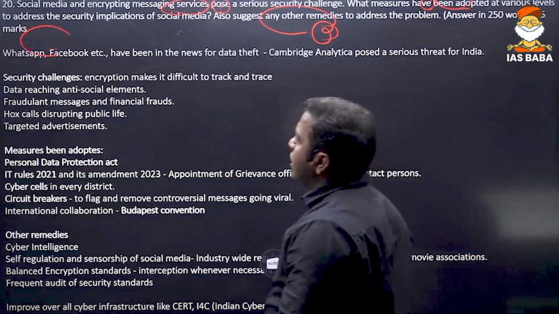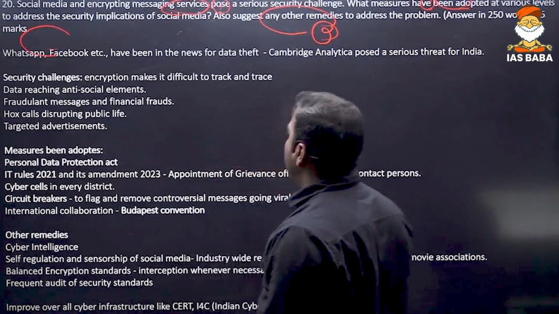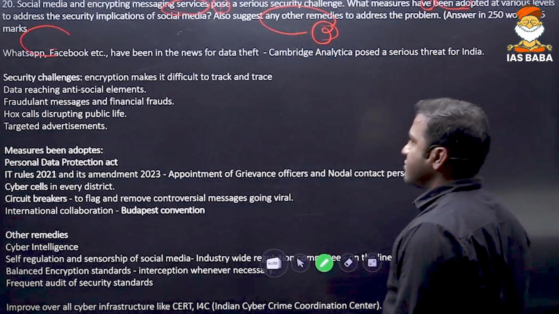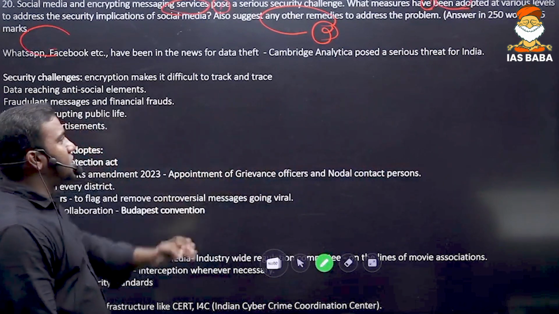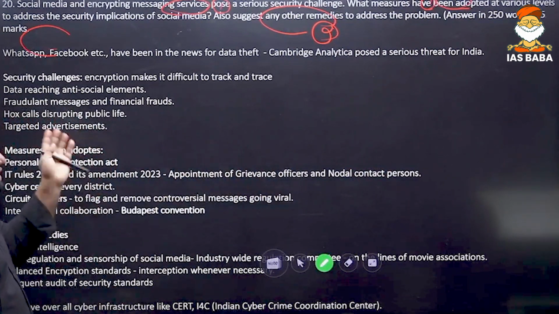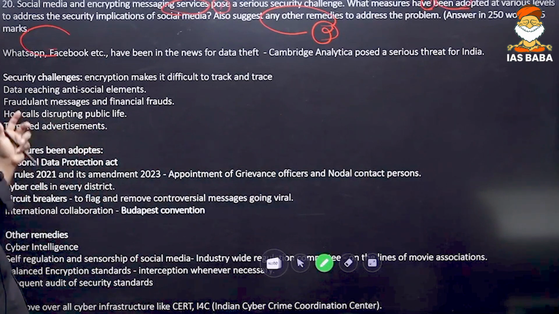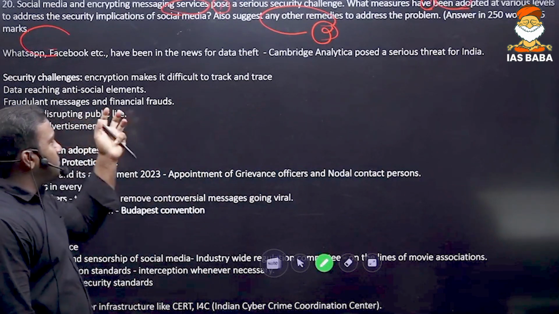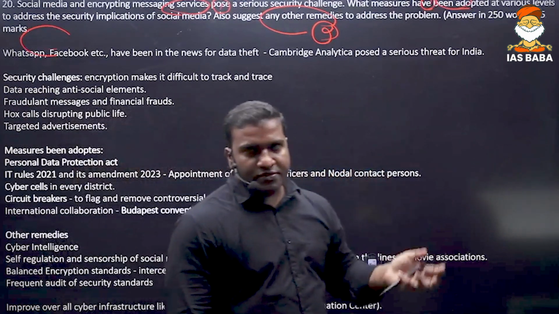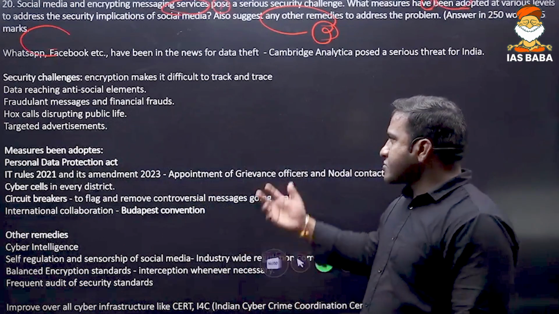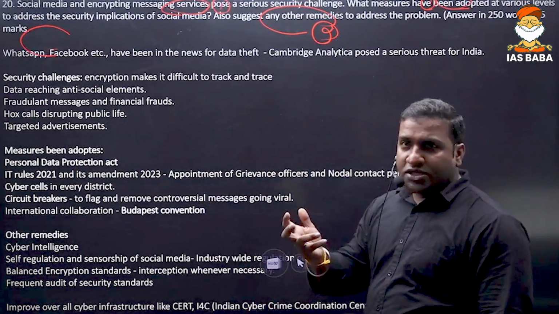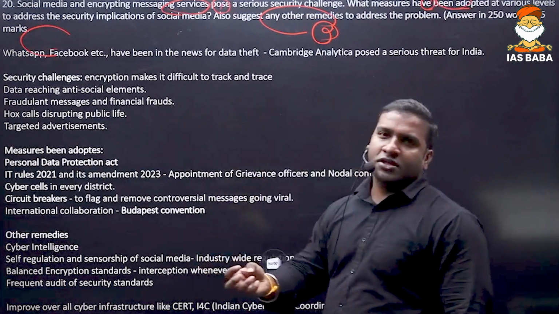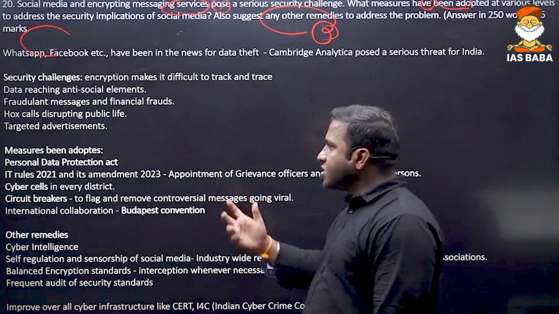Yes. Then WhatsApp, Facebook, etc. have been in the news for data theft. Best example, Cambridge Analytica, Facebook's data theft. Yes, it happened from Facebook. Then security challenges. Encryption makes it difficult to track and trace. Even if there is a data breach, encryption makes it difficult for the government to track and trace where the security breach is.